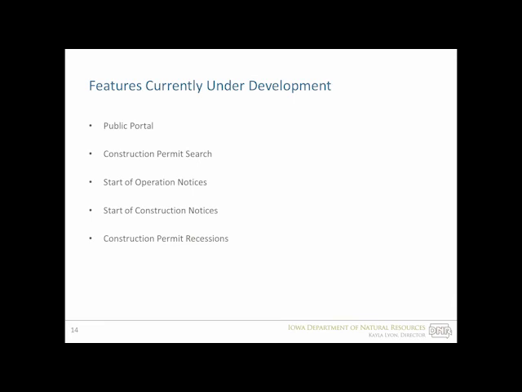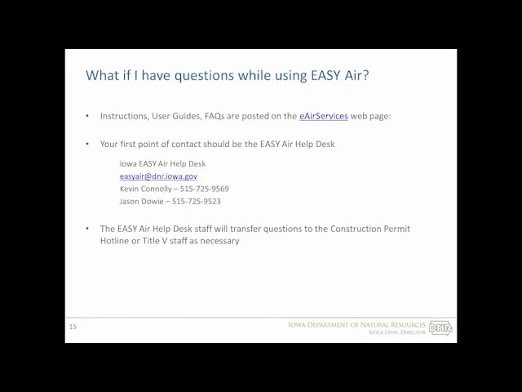While you're using EASYair, if you have questions, Kevin will show you this in his portion, but we have a significant number of instructions, user guides, and frequently asked questions on the EASYair services webpage. If you go through those and you still have questions, your first point of contact should be the help desk. You can either email the help desk or call Jason or Kevin Connolly. Kevin was the SPARS database administrator, and Kevin and Jason are also the help desk for SLICE and work for SPARS, so they're very knowledgeable. And Jason is running our webinar system for us today. He just waved at you all, you can't see him anyway.